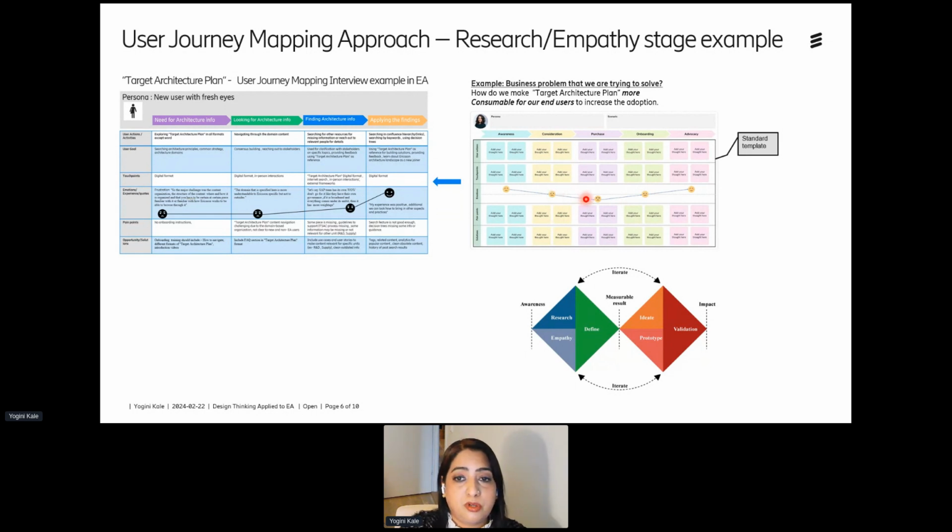Say, for example, if it is a product that we're talking about, the user journey could start with awareness, consideration, purchasing the product, onboarding, and then advocacy, or maybe sharing the word about it. There are multiple swim lanes that we can identify here based on the interviews that we conduct. This could always be customized.